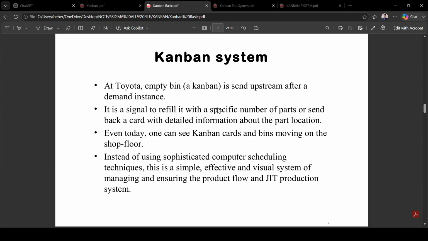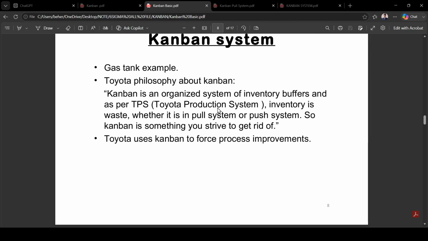Every day, one can see Kanban cards being removed on the shop floor. Instead of using a hypothetical computer scheduling technique, it is a simple, effective and visual system of managing and ensuring production flow in a JIT production system. Kanban system: gas tank example. Toyota philosophy about Kanban: Kanban is an organized system of inventory buffers.